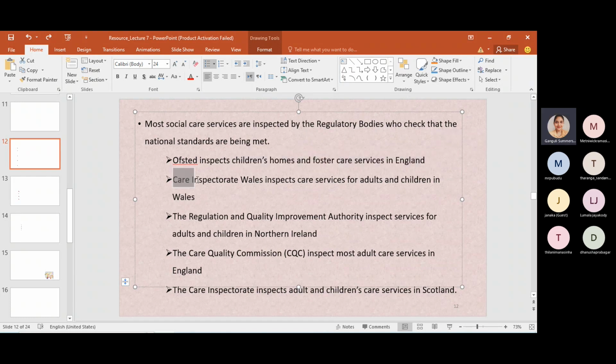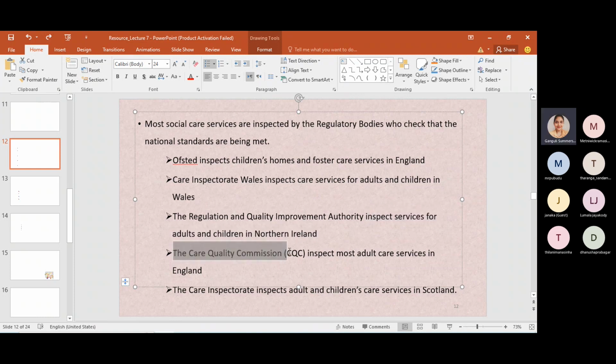Okay, and Care Inspectorate Wales. That's another regulatory body. They inspect care services for adults and children in Wales. Okay, and the Regulation and Quality Improvement Authority. That is another regulatory body. They inspect the services for adults and children in Northern Ireland.